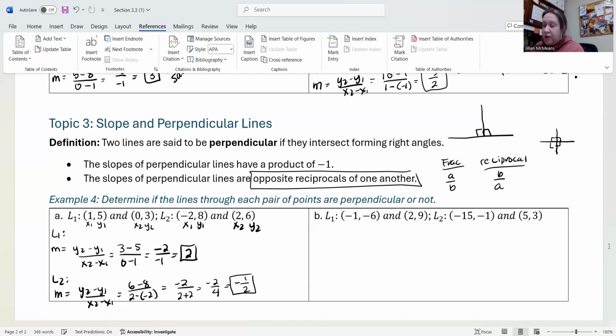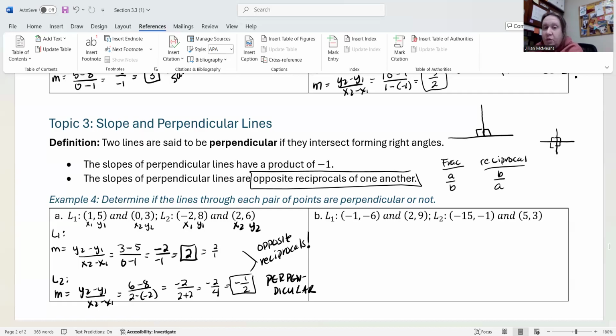Well, if you think of 2 as 2 over 1, the reciprocal of 2 over 1 is 1/2. Notice that 2 is positive, 1/2 is negative. These are definitely opposite reciprocals. So we would say that these two lines are perpendicular. And it didn't really fit, so I split it, but you get the general idea, okay?